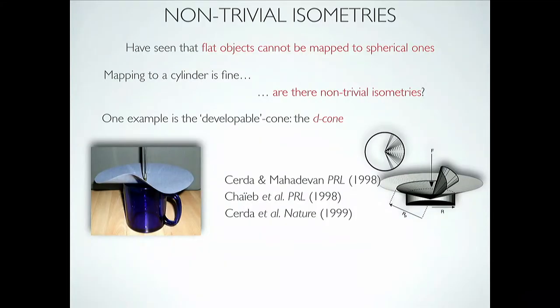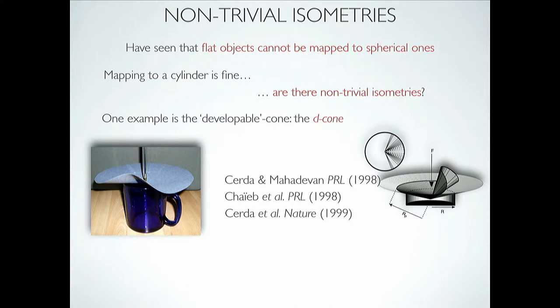This is what you get if you take a piece of paper and put it on a cup and then poke. You get this little bump. If you look at this very carefully, you can see that although it's curved in this direction, in the perpendicular direction, it stays straight. So that's why it's called a cone. And the D in D-cone is because it's developable. It still has no stretching, and it still satisfies Gauss's theorem.